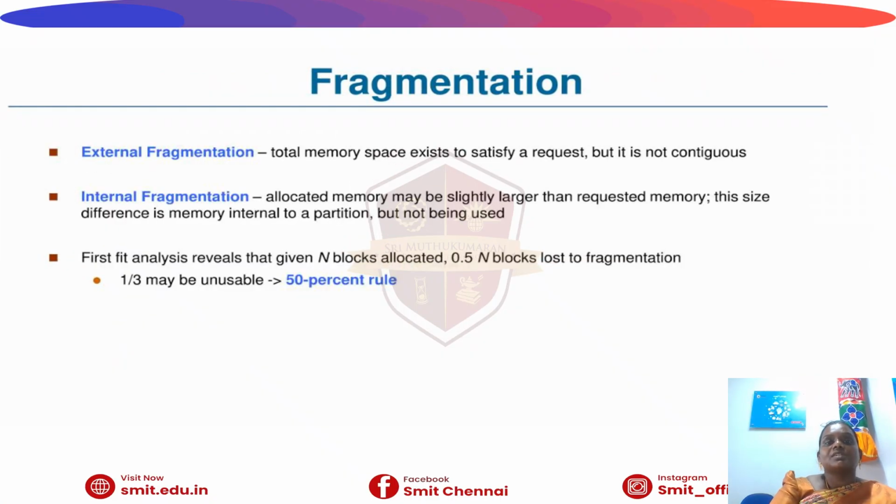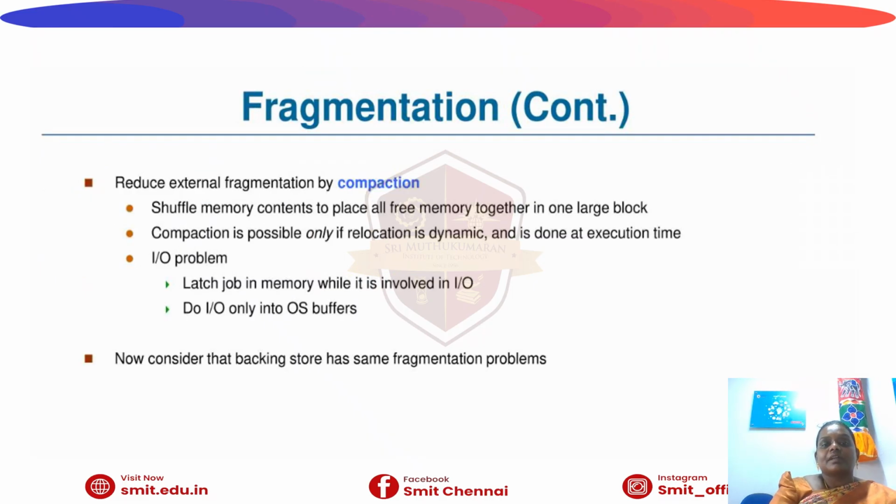And coming to fragmentation, fragmentation is wasted memory space. It has external fragmentation and internal fragmentation. In external fragmentation, total memory space exists to satisfy a request, but it is not contiguous. In internal fragmentation, the allocated memory may be slightly larger than the requested memory. The size difference is memory internal to a partition that is not being used. External fragmentation is reduced by compaction, shuffling memory contents to place all free memory together in one large block.